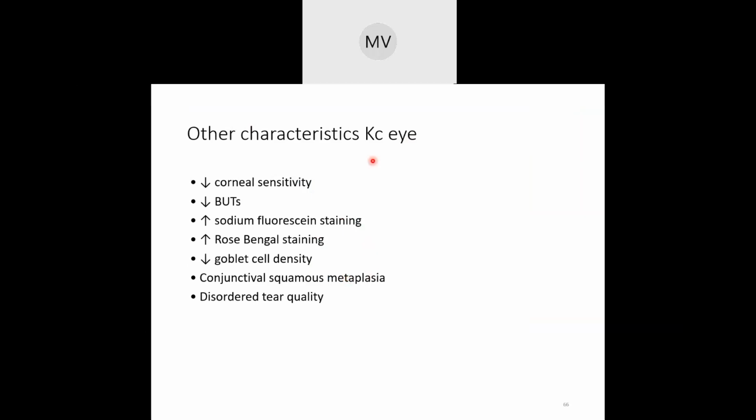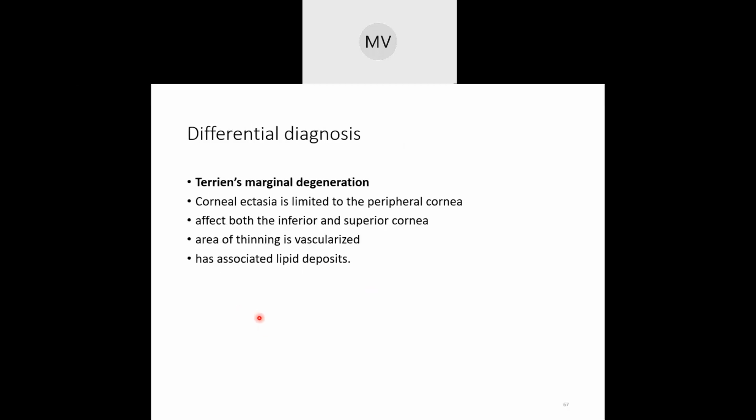Other characteristics of keratoconic eyes will be reduced corneal sensitivity, reduced tear breakup time, and sodium fluorescein staining. We will be able to see more stained spots because of the irregularity of the cornea. Rose Bengal staining will show more staining on the corneal area because of the reduced TBUT plus the necrosis of the tissue. Reduced goblet cell sensitivity can be observed. Conjunctival squamous metaplasia can be observed. Disordered tear quality can also be observed.